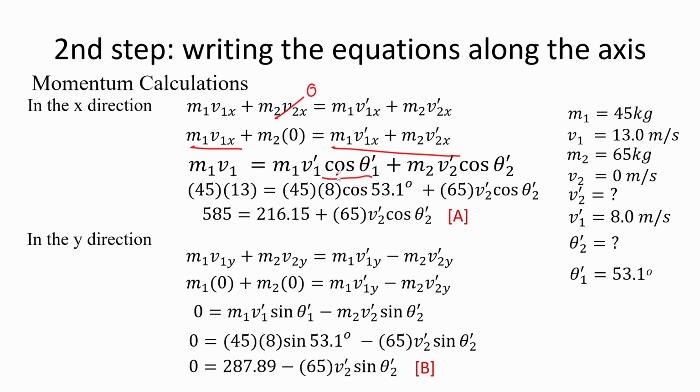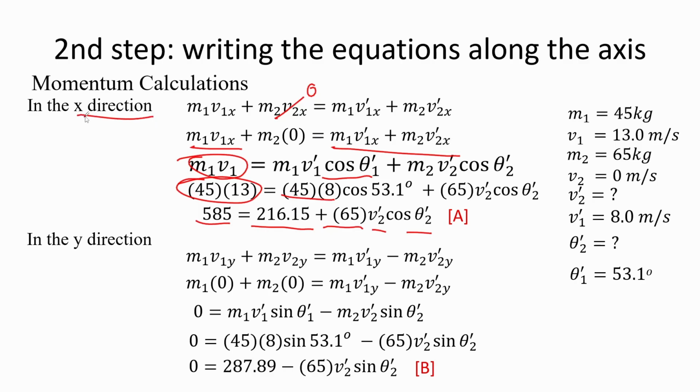Substituting the values, this one is just 45 kilograms times 13 meters per second, you get 585. And this one is 45 kilograms times 8 meters per second times cosine 53 degrees. After simplifying, you are left with this one. I will cancel the units. And lastly, this one: we have 65 kilograms, but what is v2 prime or the cosine theta 2 prime? This is in the x direction.